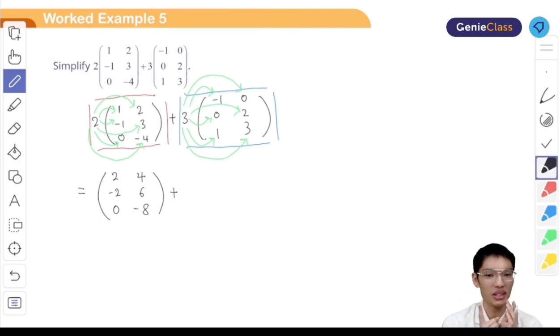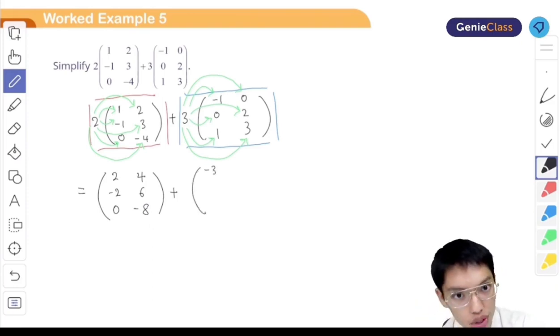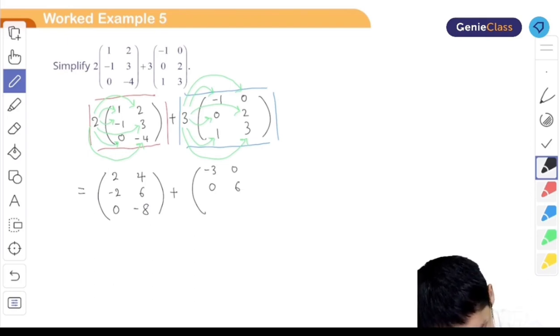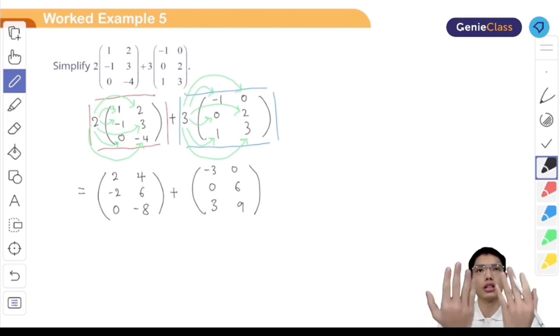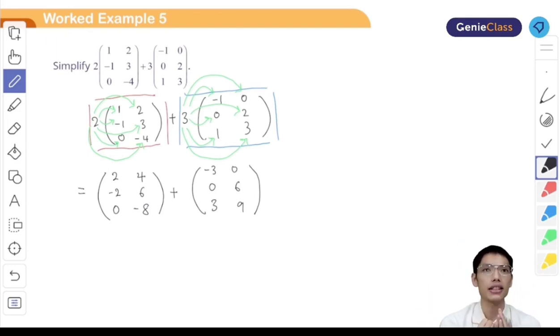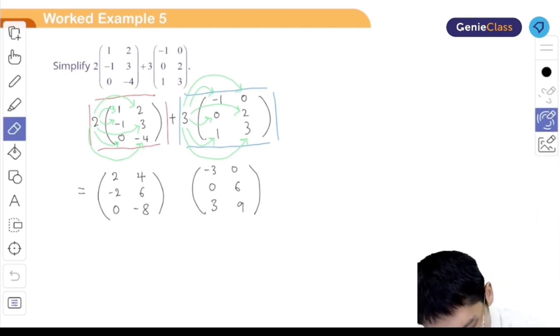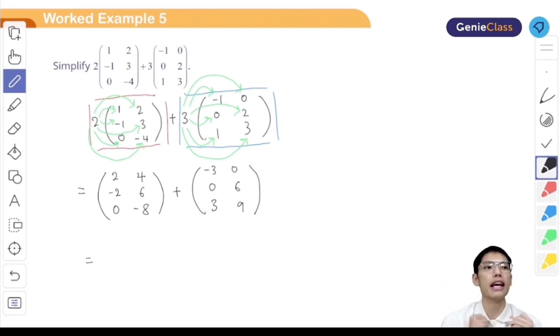Okay, but I think you guys are getting it. So if I were to bring them all inside, I'm going to have negative 3, 0, 0, 6, 3, and 9. So this is what I will get. And from there, it is what we have touched on just now. How do we add, in this case, these two different matrices over here? So therefore, this is to add them, and adding them respectively.